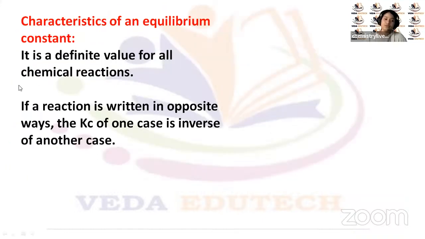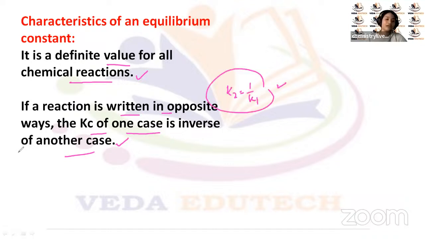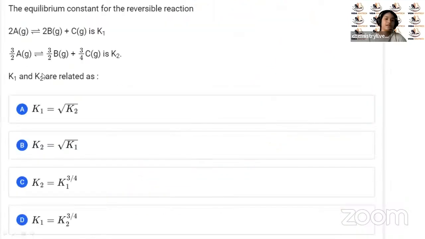Certain things that you need to know here. The equilibrium constant has a definite value for a chemical reaction. If a reaction is written in the opposite way, Kc is the inverse of the other case. So we can say that K2 is equal to 1 by K1. That is what we are talking about. A similar kind of question, based on whatever we learnt in the previous concept. I want you all to pause the screen and try.